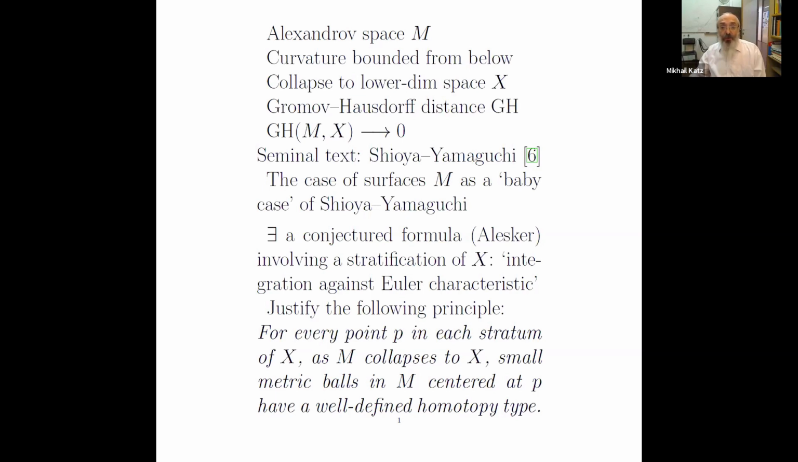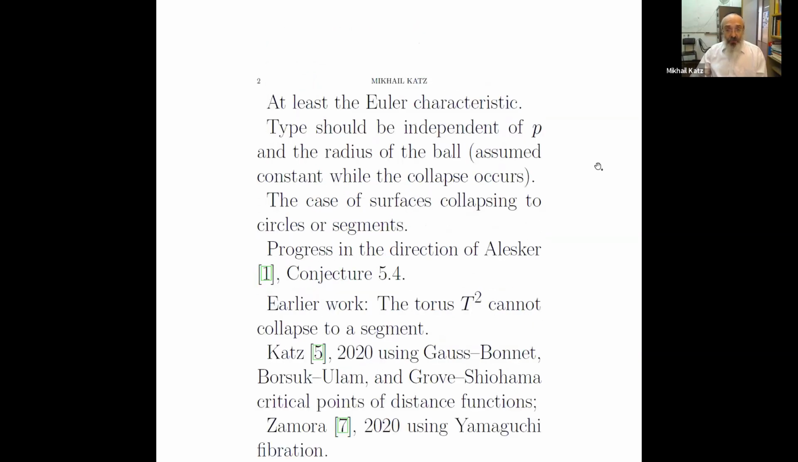For every point, X is going to be a certain stratified space, not necessarily a manifold. For all the points in each stratum of X, as the collapse takes place, small metric balls in M centered at P have a well-defined homotopy type. So that's the very first thing that you need to be able to justify in order to even start talking about this formula. And so let's go on.